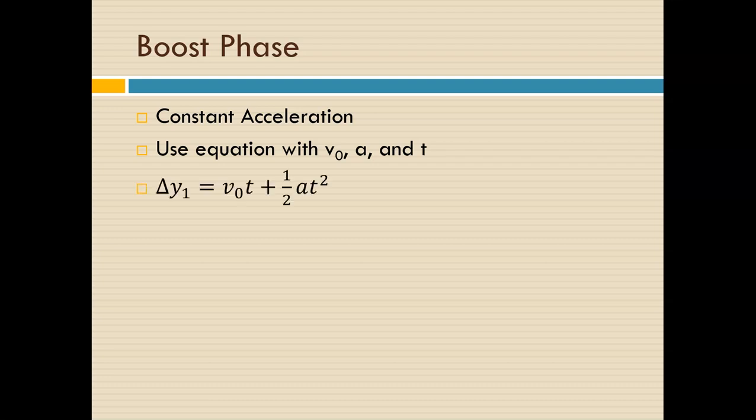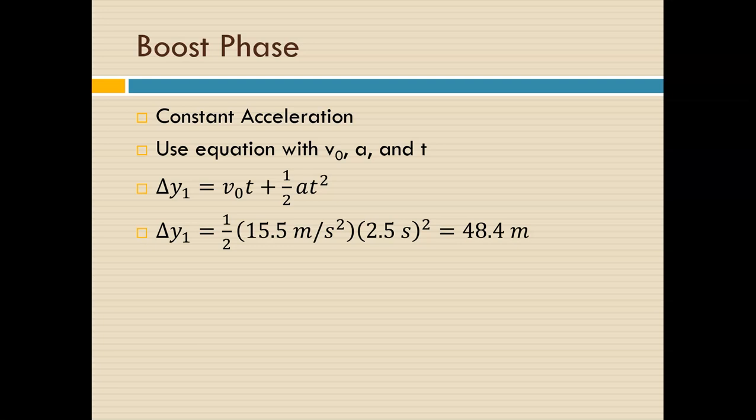Now, under the boost phase, we have constant acceleration, so therefore we're going to use our constant acceleration equations. Our known variables are v0, a, and t. We want delta y. So we use delta y equals v0t plus 1/2 at squared. Since v0 is 0, it just becomes 1/2 at squared, which gives us a height of 48.4 meters. Anybody get that? Okay, good. A number of you did.